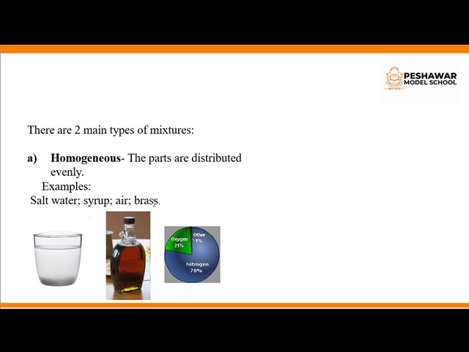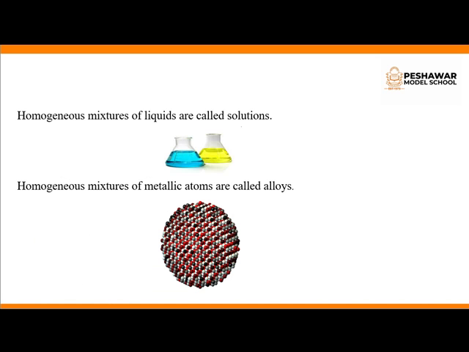Here, bronze is an alloy of copper and zinc, which is also a homogeneous mixture. So this is an example of solid and solid. The next slide: homogeneous mixtures of liquids are called solutions. Simply, whenever we dissolve salt in water, or sugar in water, this is a homogeneous mixture, which is simply called a solution.